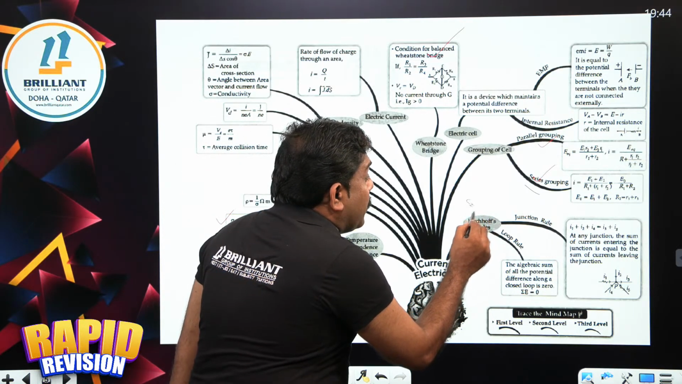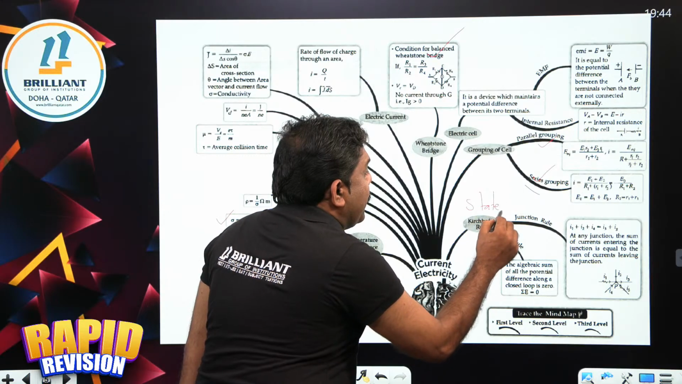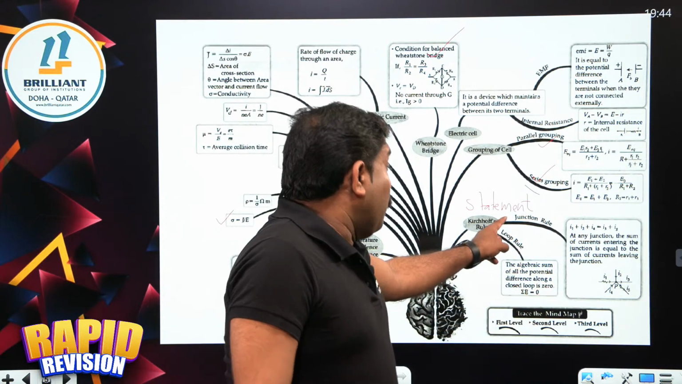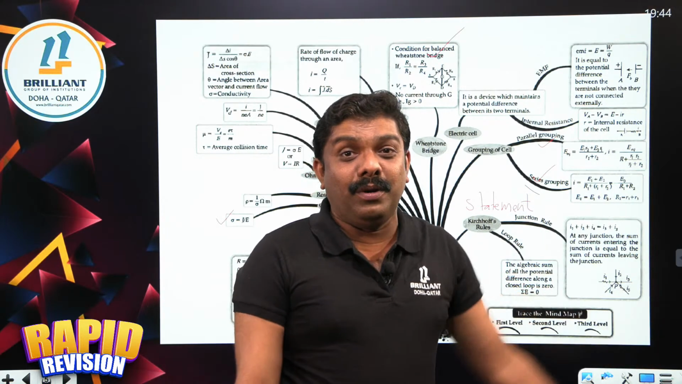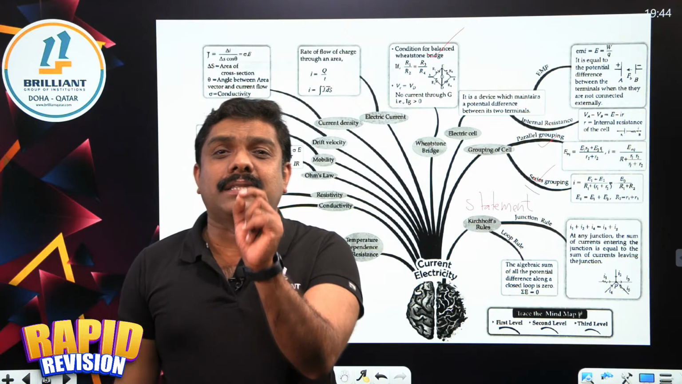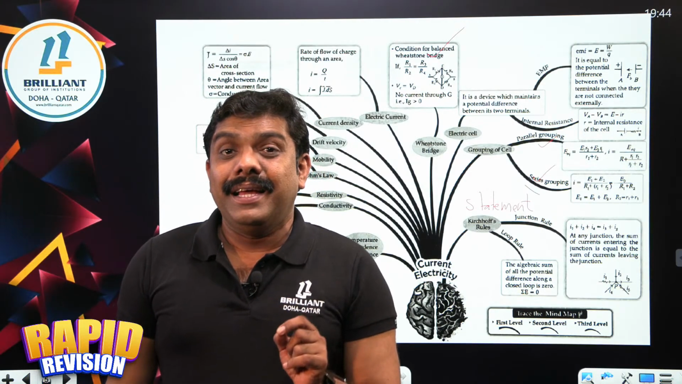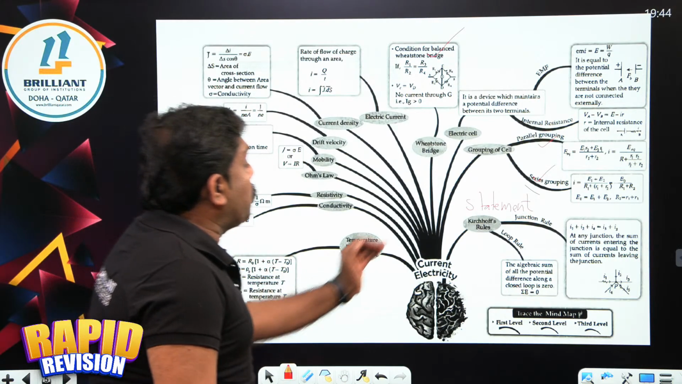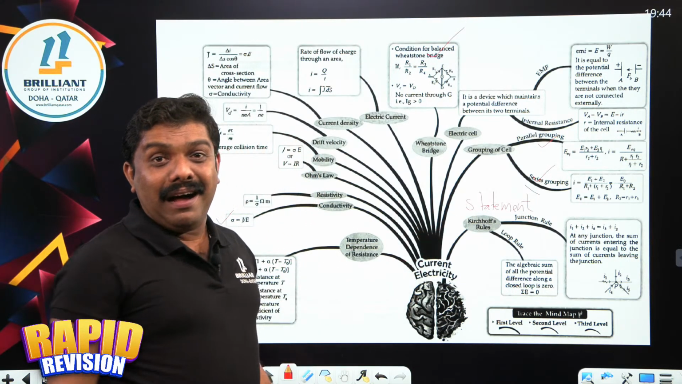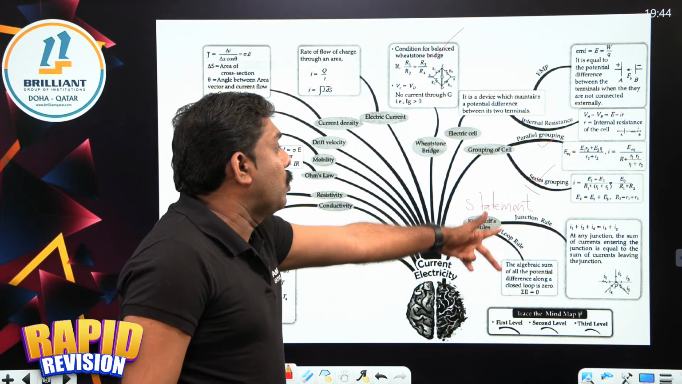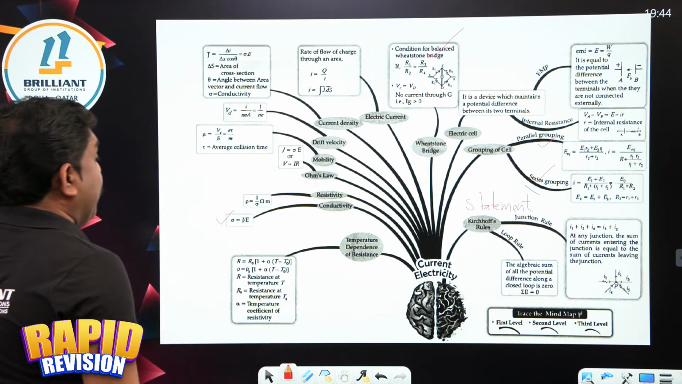Kirchhoff rule statement is very important. The statement of Kirchhoff rule: we can say that is loop rule and junction rule. Recall, loop rule is in accordance with the law of conservation of energy, and junction rule is in accordance with the law of conservation of charge. So we have two rules for Kirchhoff, junction rule and loop rule.